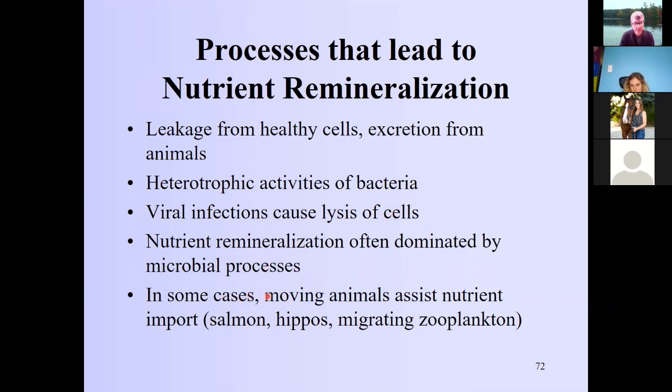And in some cases, moving animals can assist nutrient import. These include salmon, which go to the ocean, grow big, come back, reproduce and die, and dump a bunch of nutrients in. Hippos go out and graze, come back in, and defecate in the water. Migrating zooplankton go down into the hypolimnion, maybe eat some stuff, go up, excrete, go down, up, like that. And also things that move across boundaries. So organisms that move through sediments can push nutrients up as well.